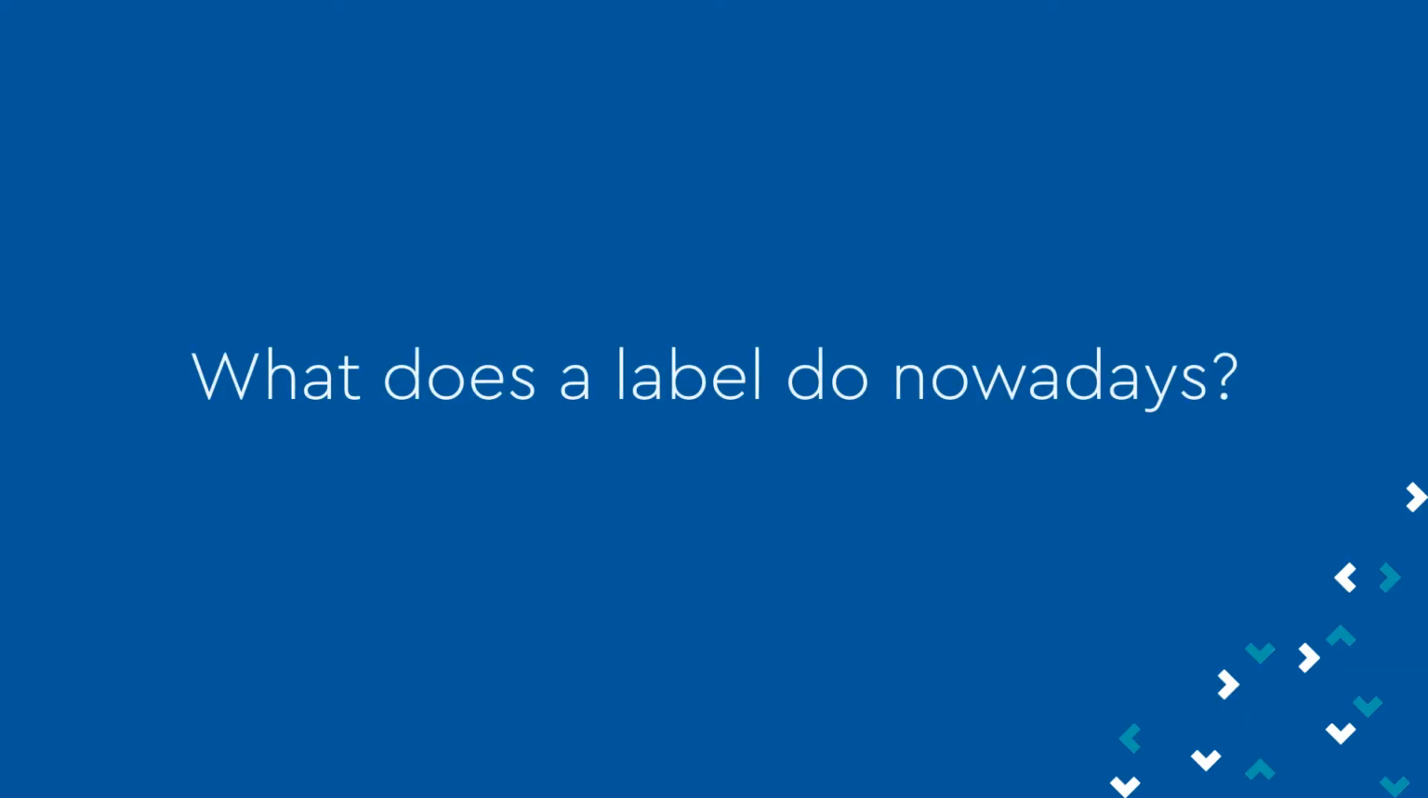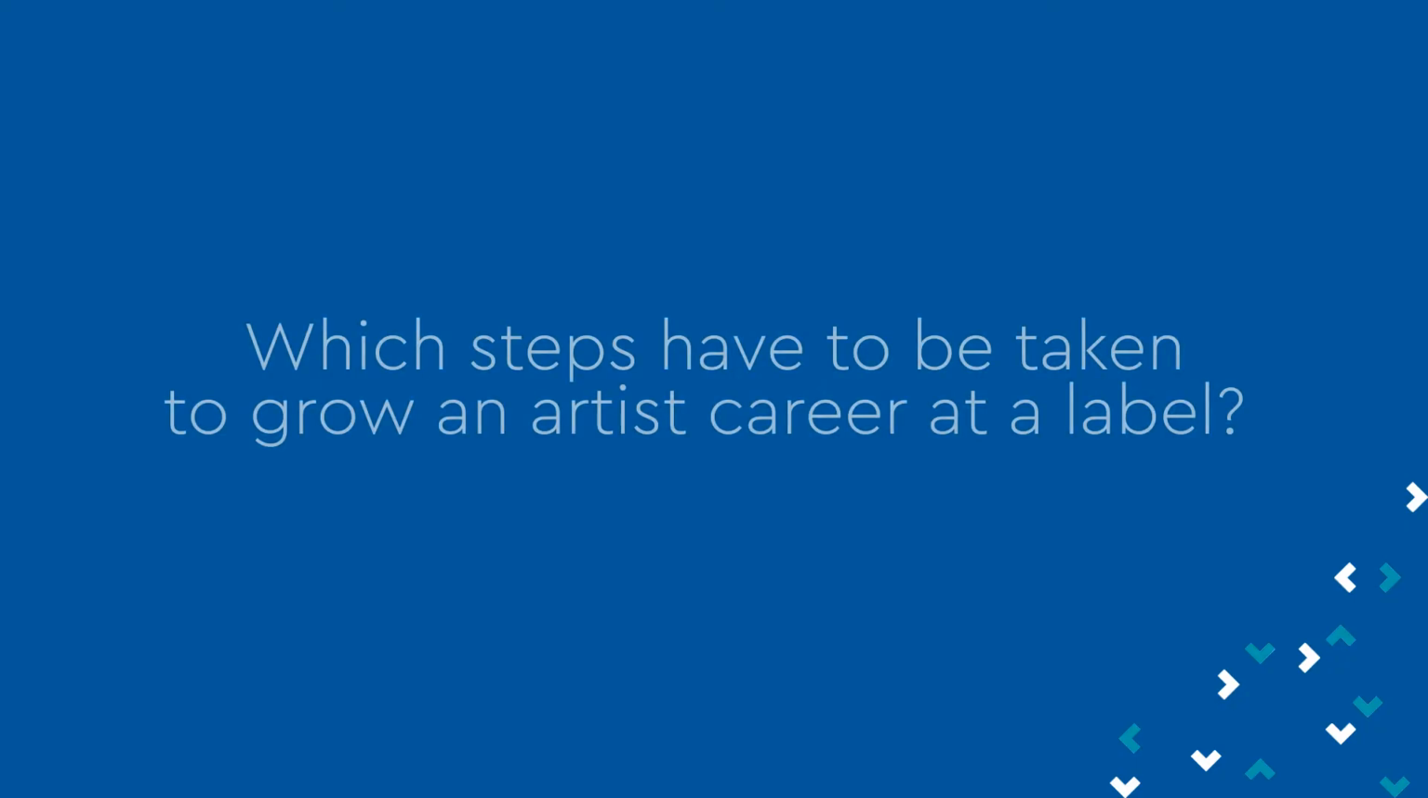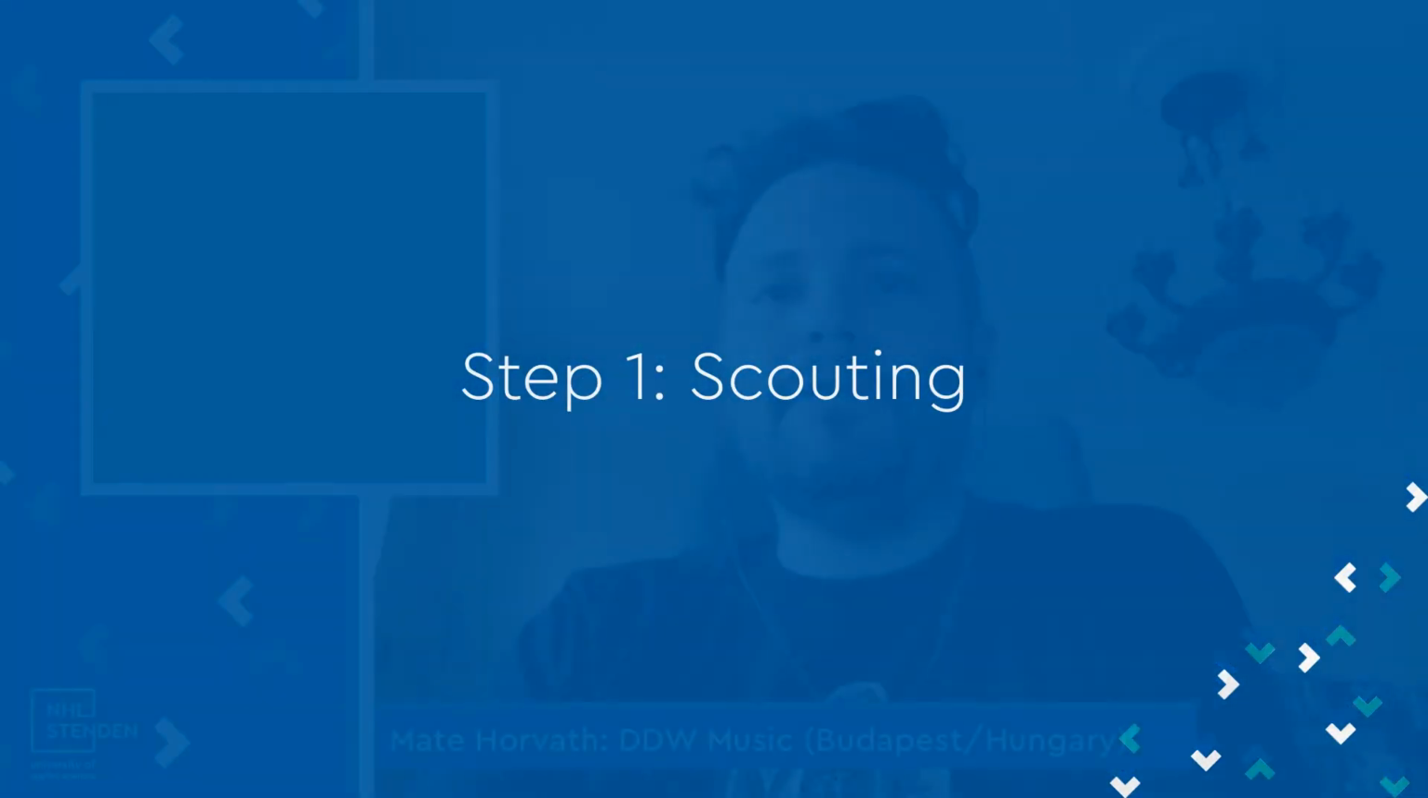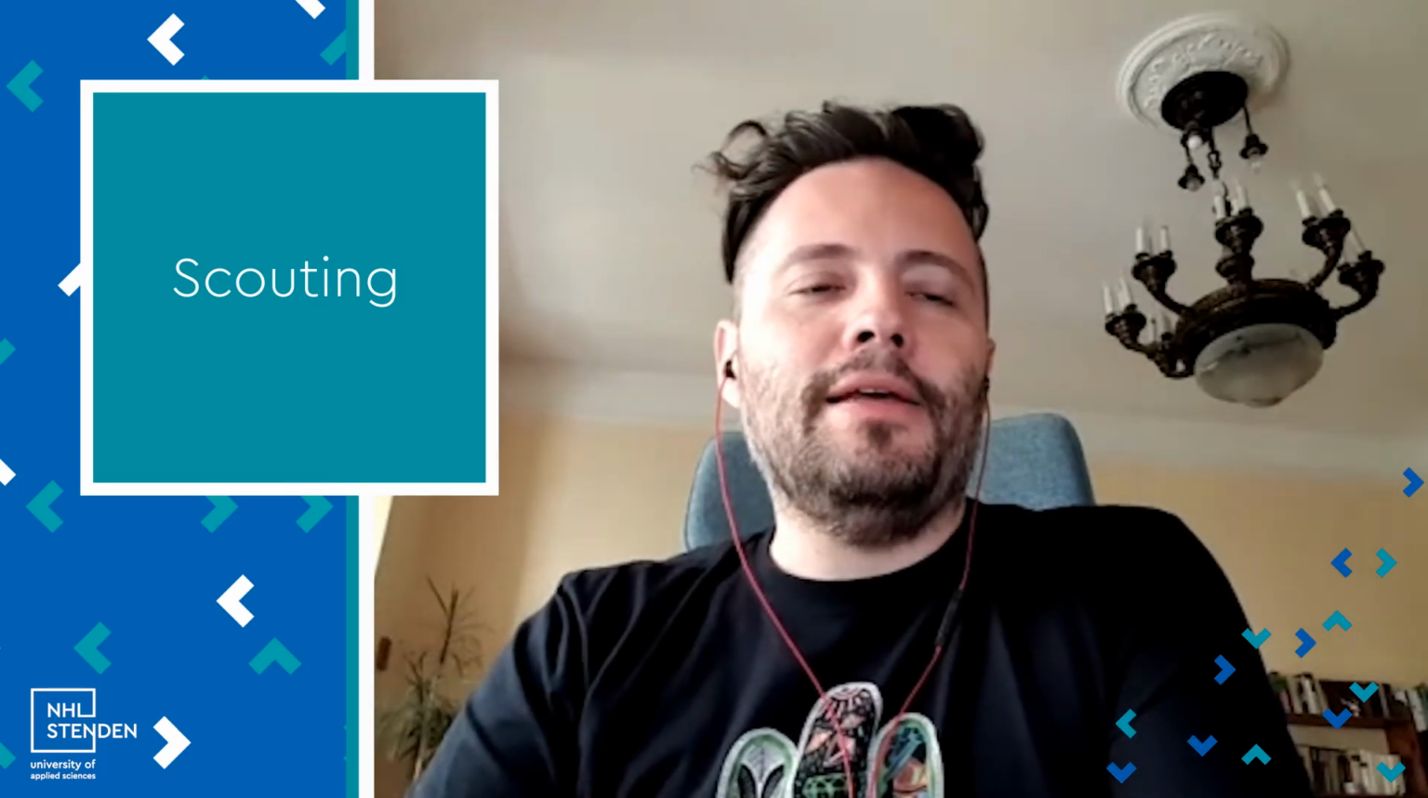Now that we have a broad understanding of the history of the recording industry, the question arises, what does a label do nowadays? So we asked a professional to explain which steps have to be taken to grow an artist's career at a label. I think we can say every label starts with the scouting procedure, where you have a staff of people who are familiar with exact genres, exact scenes, and they understand quality of music and what people really want to listen to. And these people are constantly looking for talent, and they're approaching them, trying to sign them. And we call them A&R managers.